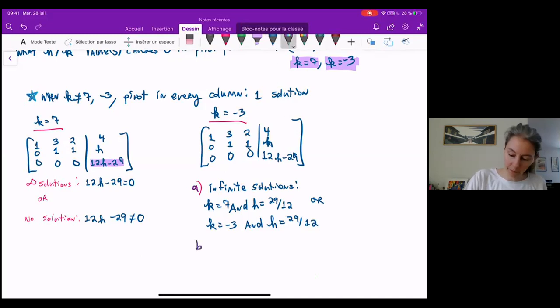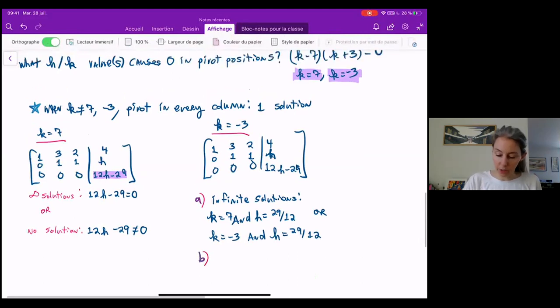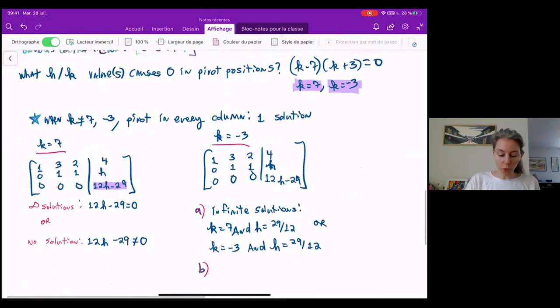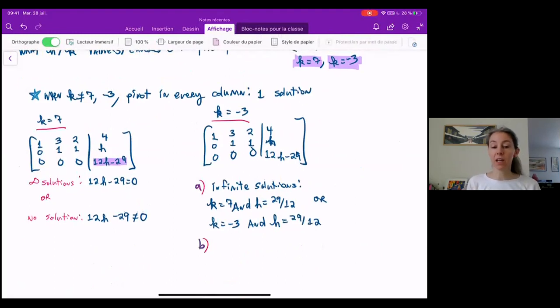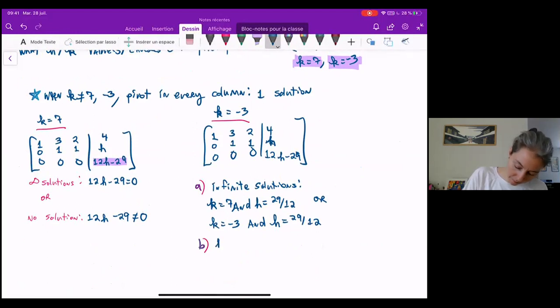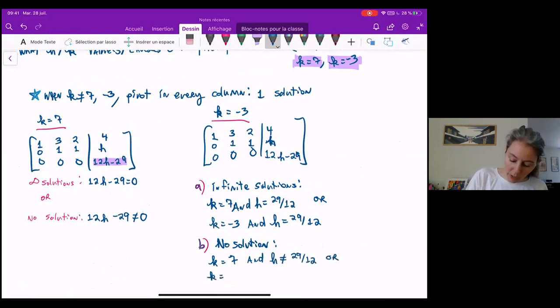B, my no solution. My no solution happens when k is equal to 7 and h does not equal 29 over 12, or when k equals negative 3 and h does not equal 29 over 12. Yeah, that's fine too, Adam.